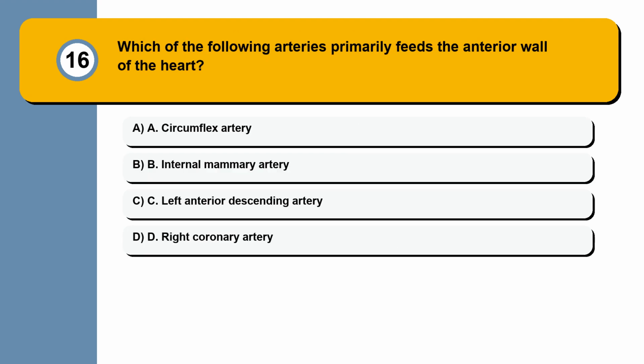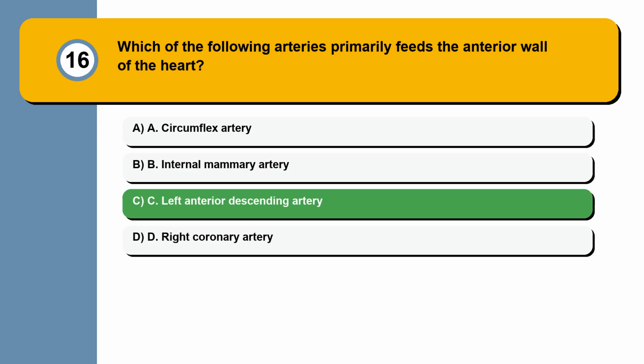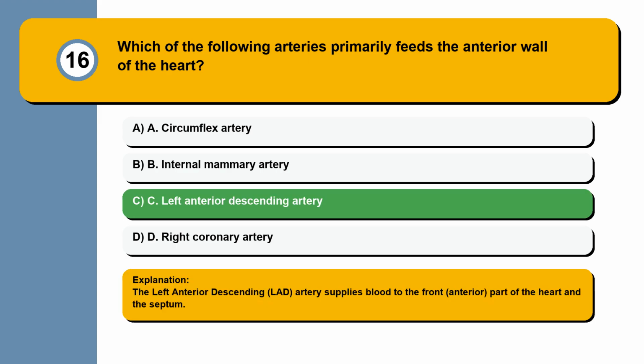Question 16. Which of the following arteries primarily feeds the anterior wall of the heart? A. Circumflex artery. B. Internal mammary artery. C. Left anterior descending artery. D. Right coronary artery. The left anterior descending (LAD) artery supplies blood to the front, anterior, part of the heart and the septum.